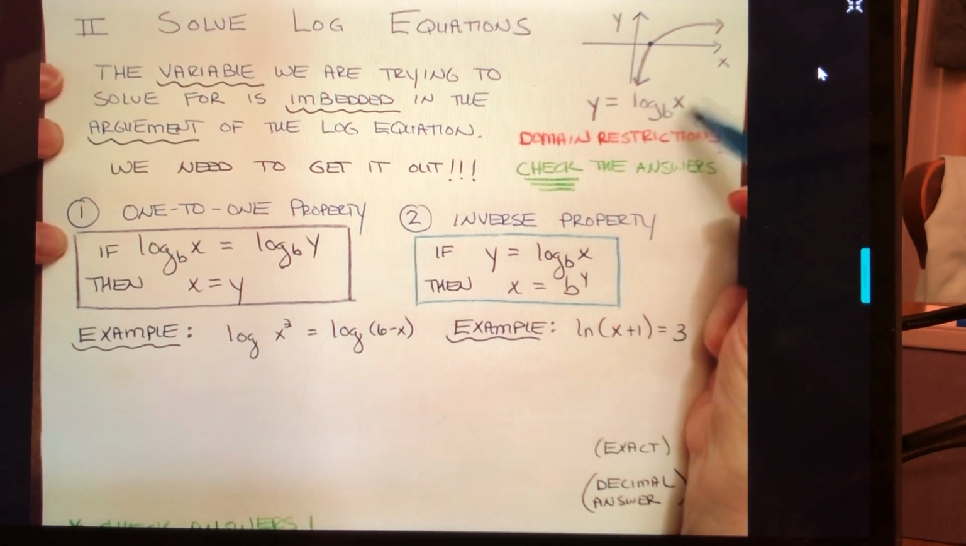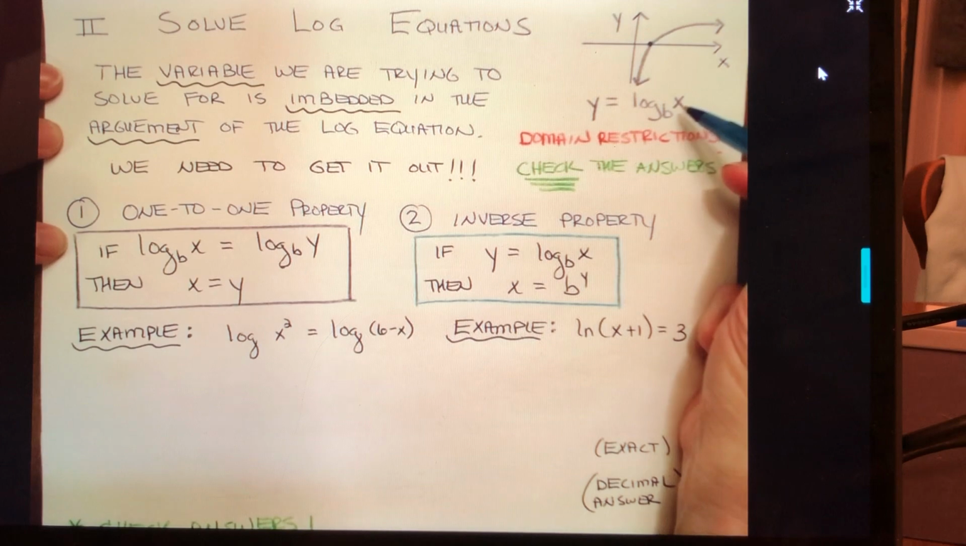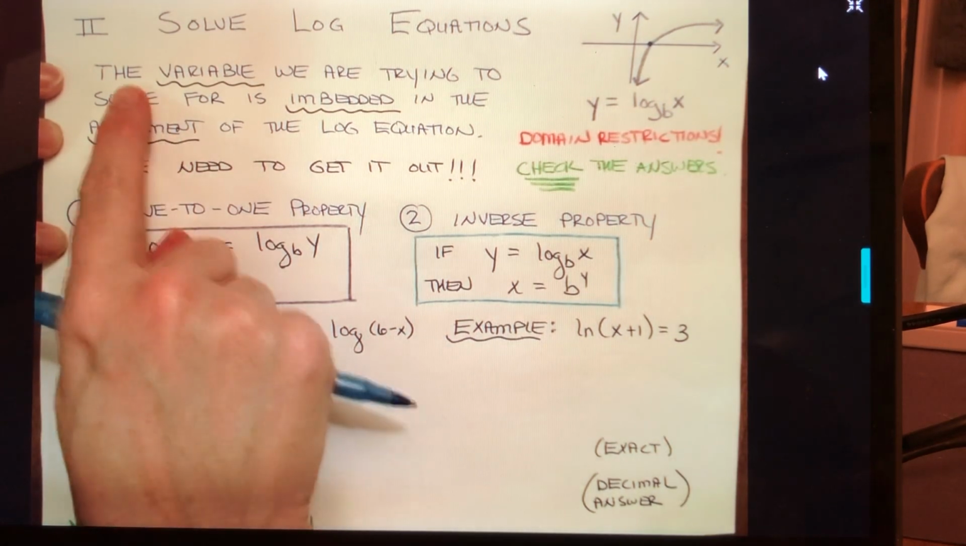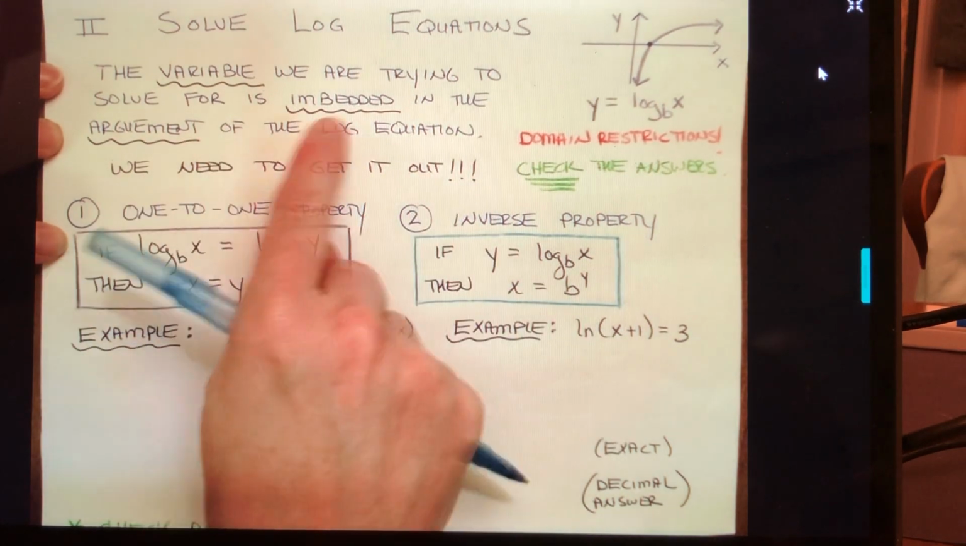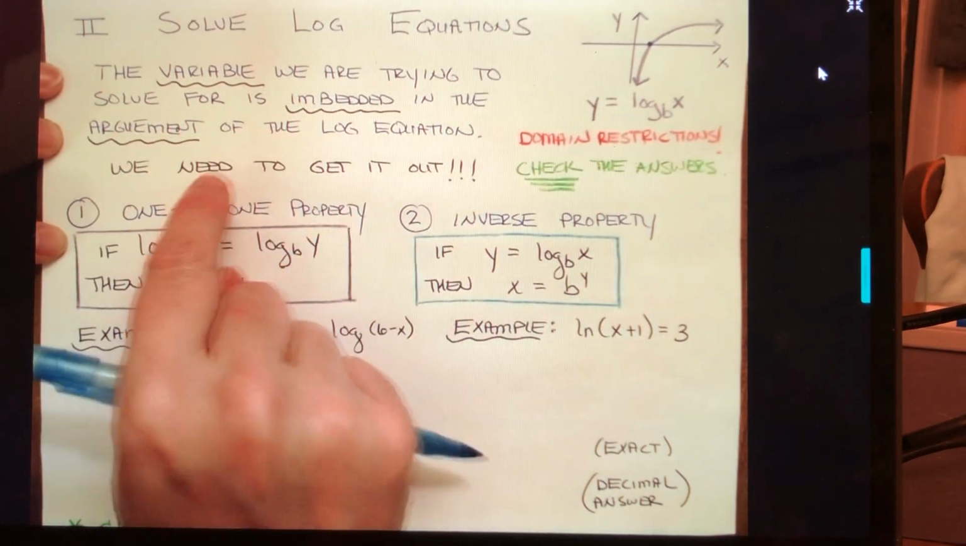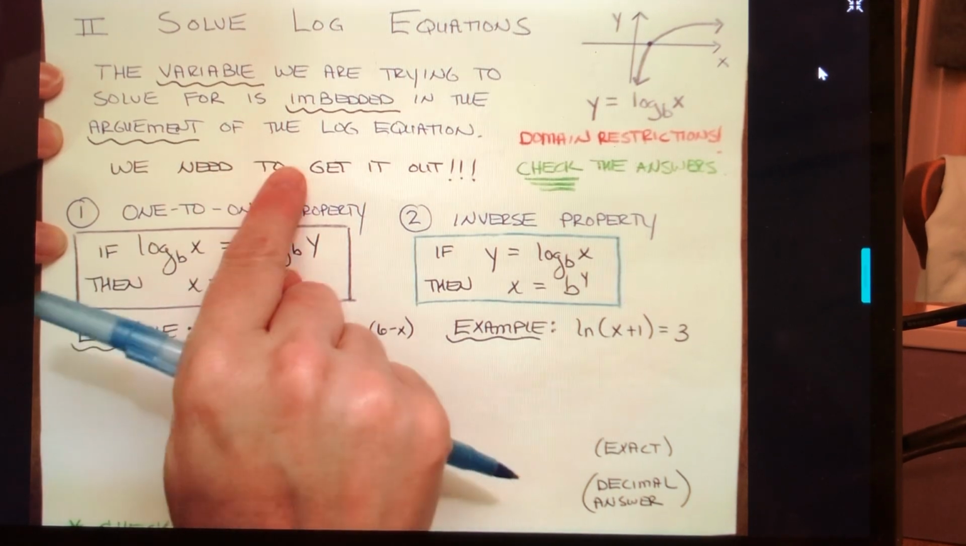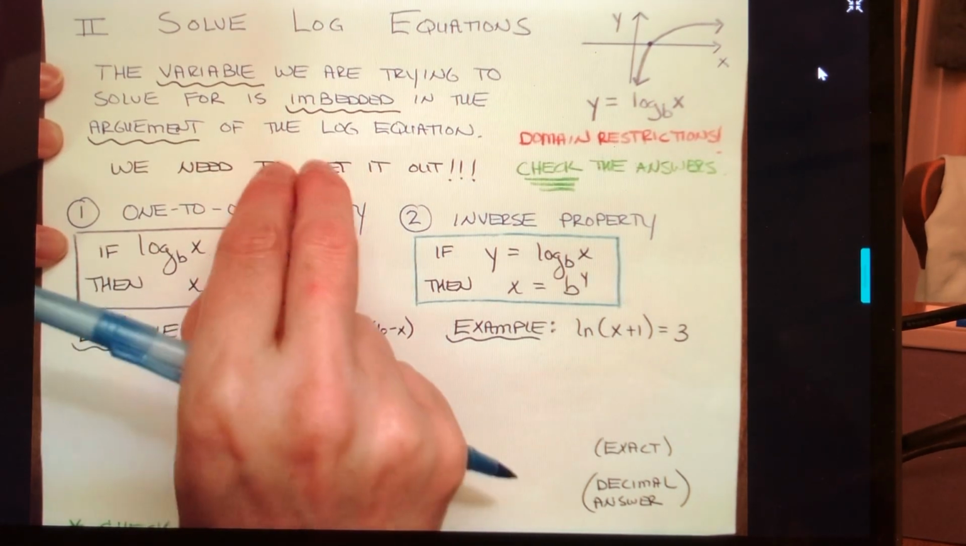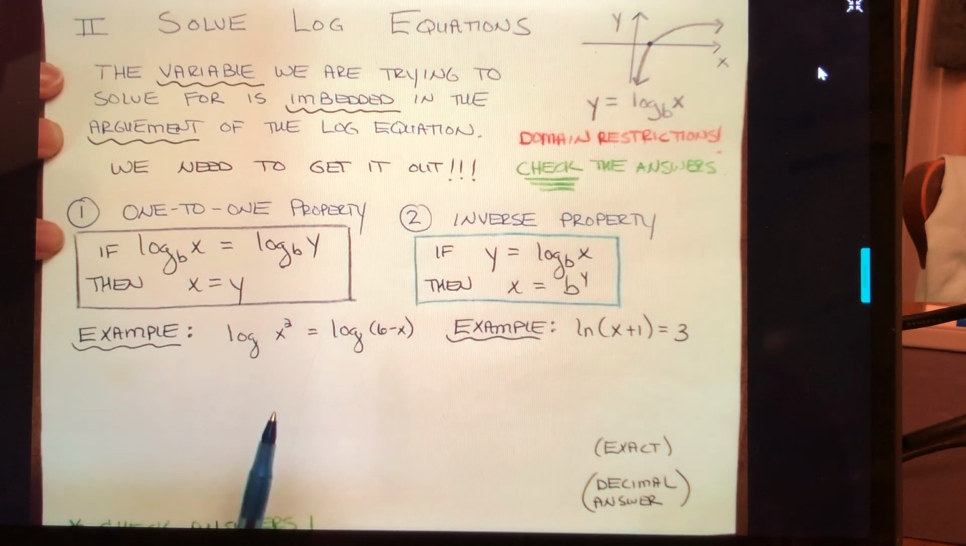The key, again, for a log equation is that the variable that we're trying to isolate, that we're trying to solve for, is embedded inside of a log. So it's in that argument. We need to get it out of there. We will not figure out what x is unless we get it out of that argument of the log.